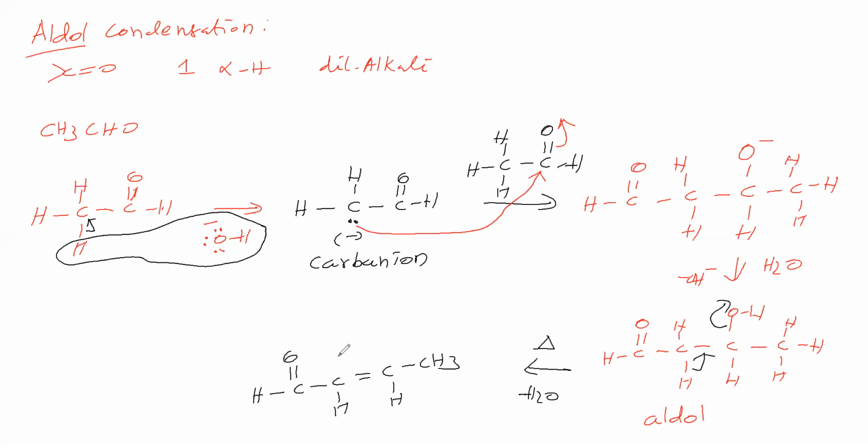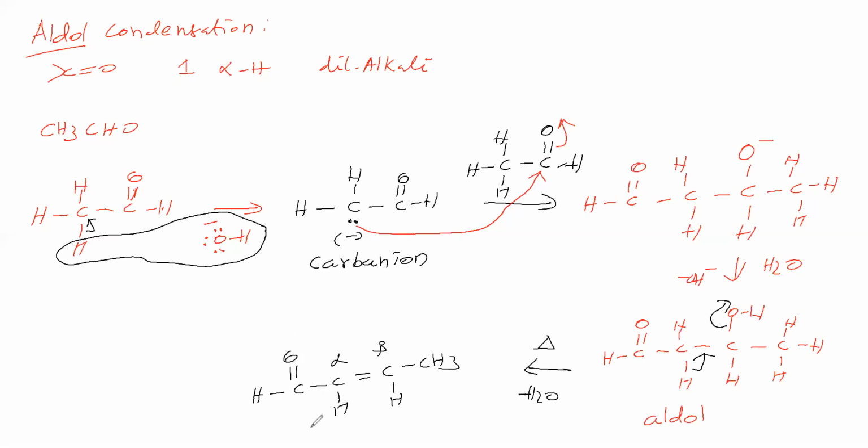A pi bond is produced. This is the alpha carbon, this is the beta carbon. Therefore, it is alpha beta unsaturated, because a pi bond is there. It is an unsaturated carbonyl compound; carbonyl means the aldehyde group is there. So this is the product in aldol condensation.